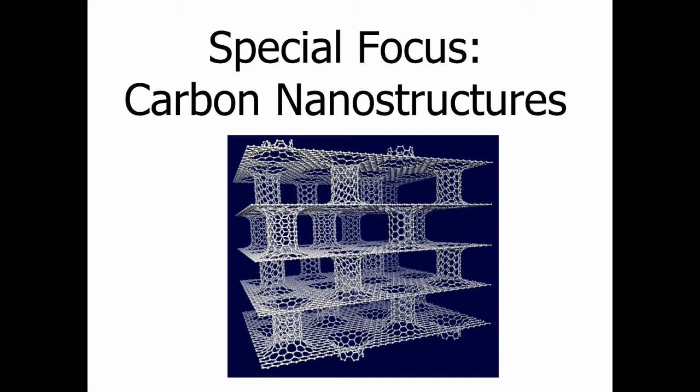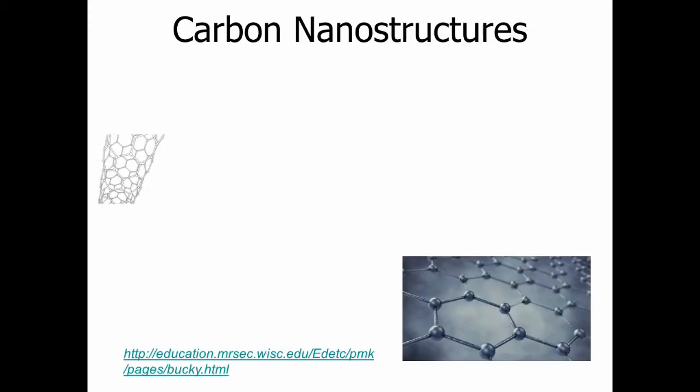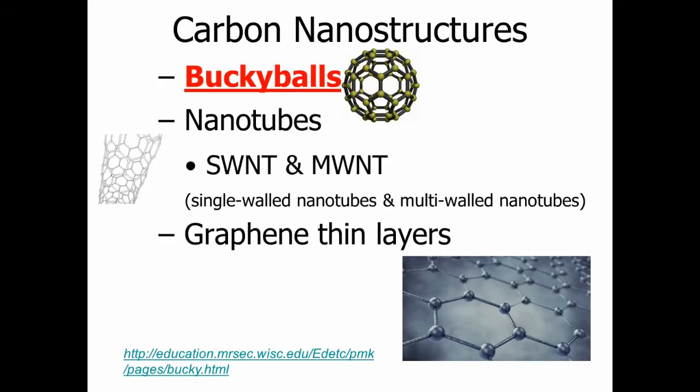We've talked about how to make 0D, 1D, and 2D nanostructures. So we've already been mentioning some of the special carbon nanostructures, but this lecture has a little bit more of a focus on just them. So first of all, there's lots of different types of carbon nanostructures.